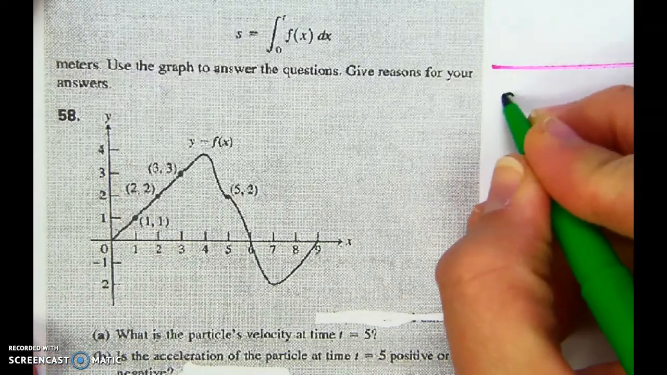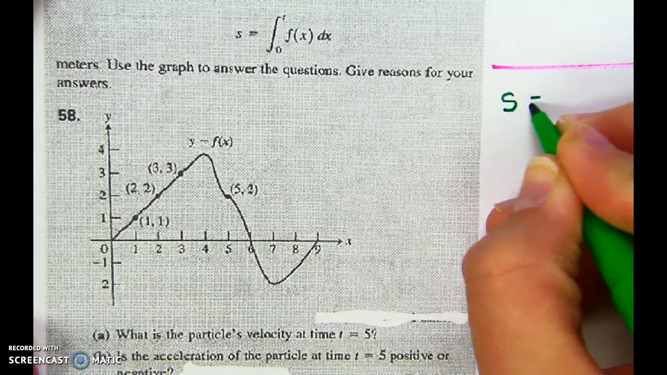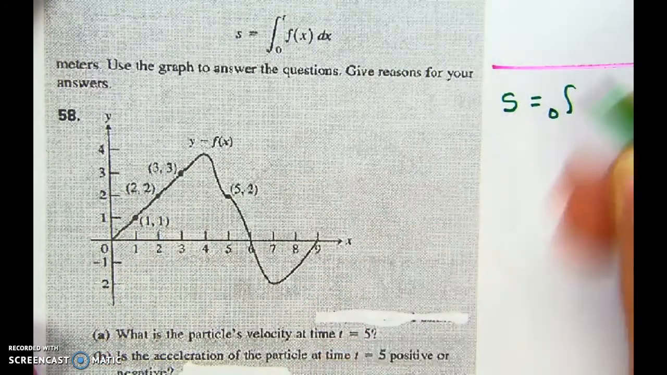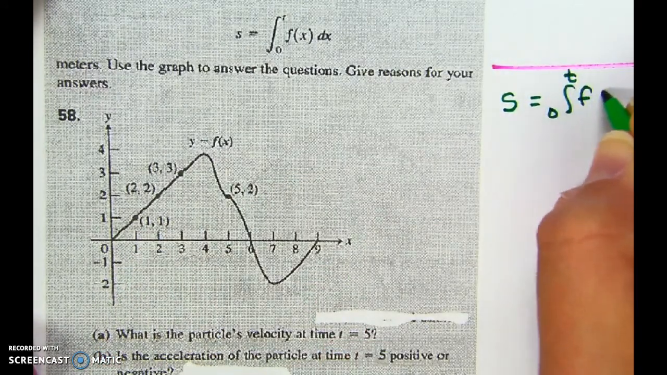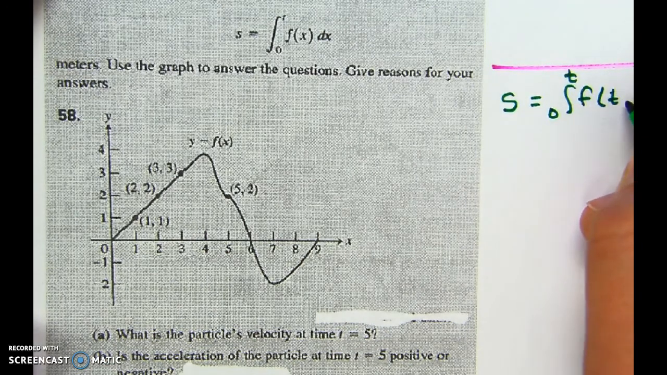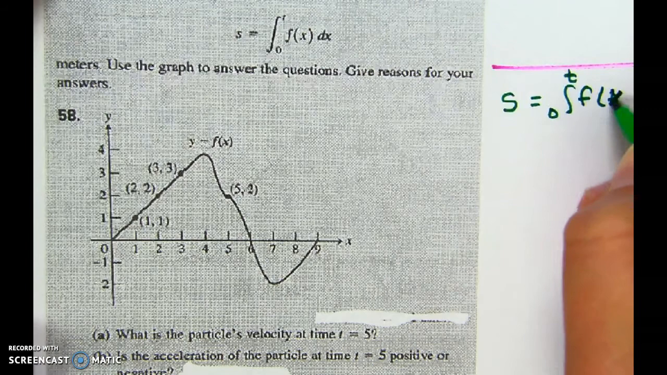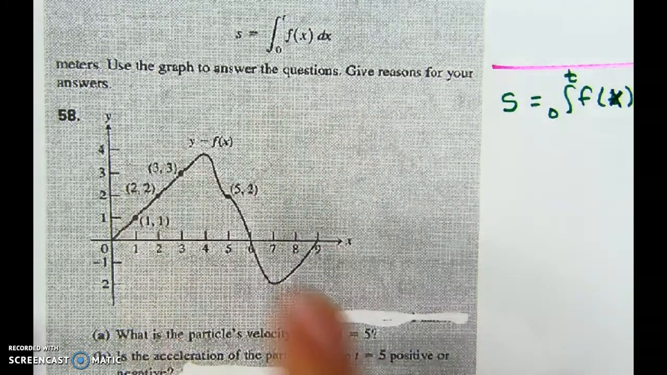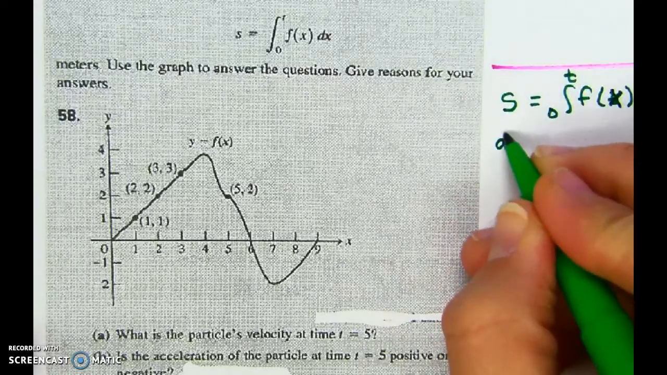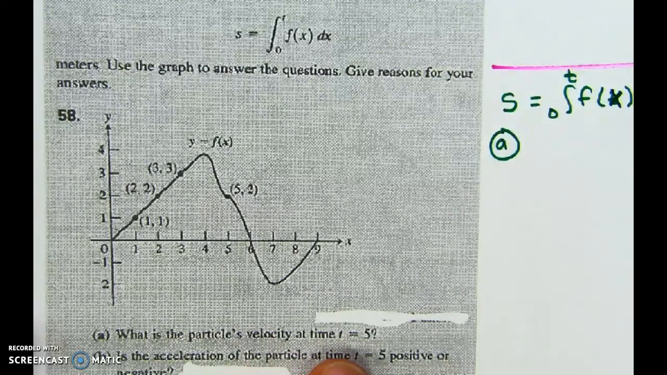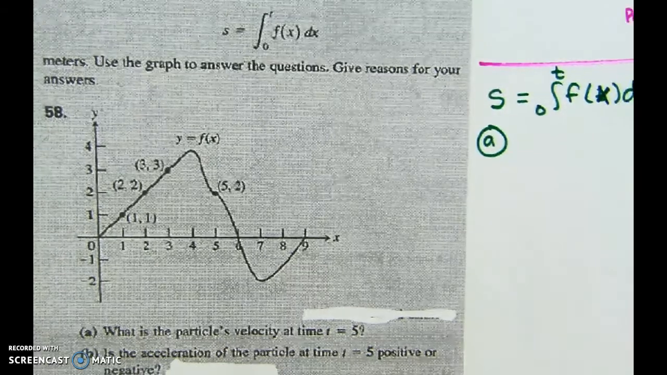Now, all the questions are going to be asked about S, but S isn't this graph. This graph is f, so we have to analyze it. S is the area under this graph. Okay, use the graph to answer the questions, give reasons for your answers. I will try my best. Here we go. What is the particle's velocity at time equals 5?